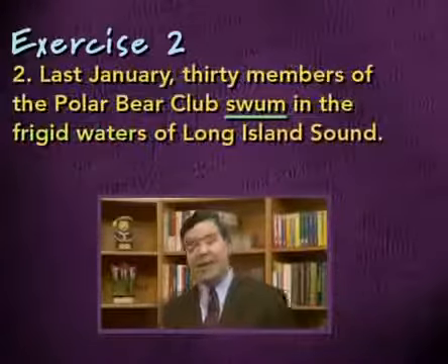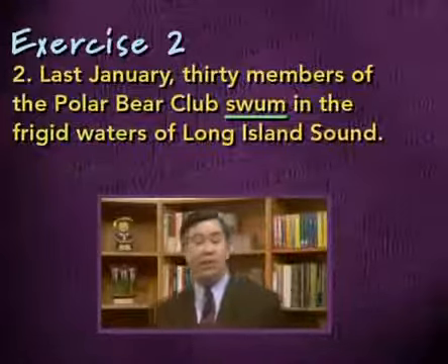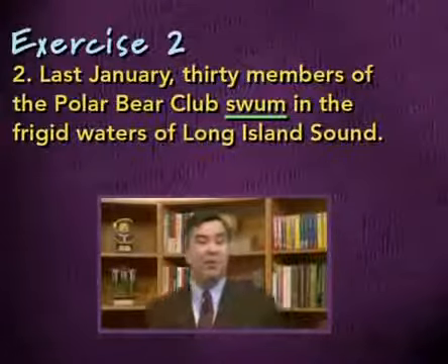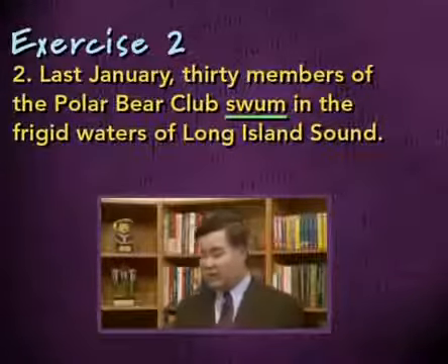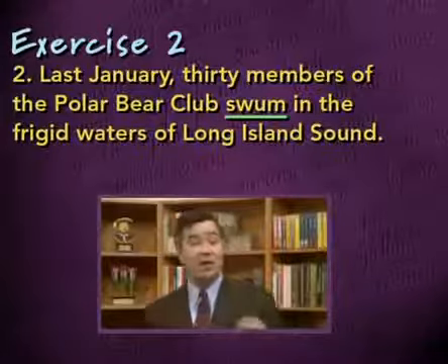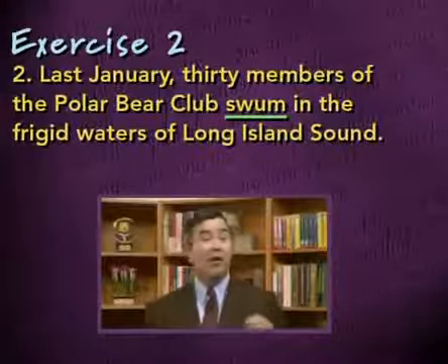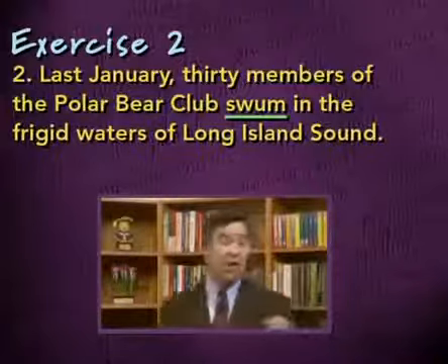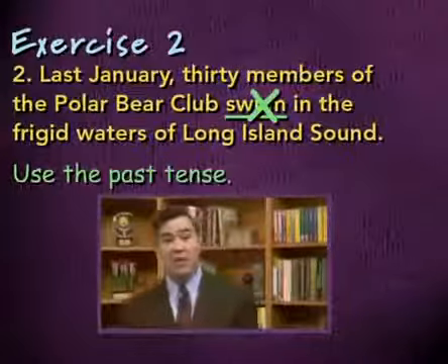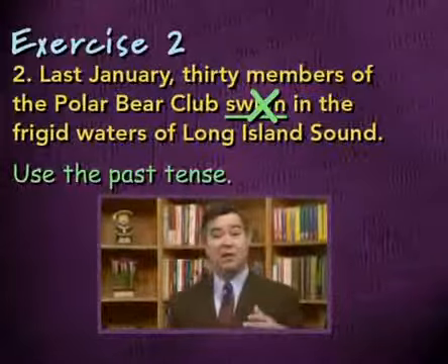Next example. Last January, 30 members of the Polar Bear Club swum in the frigid waters of Long Island Sound. Maybe you've heard of the Polar Bear Club. It's a group of men and women who like to swim in very cold temperatures. Now here, the irregular verb swum has been underlined, and the question is: is this correct or not? First of all, what tense are we dealing with? Well, we're talking about something that happened last January, so this is a past event, and therefore the past tense ought to be used. And the past tense is formed simply from the past principal part of the verb.